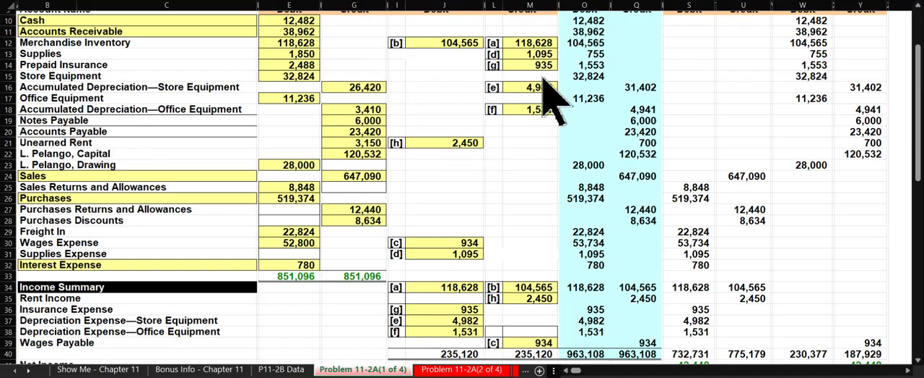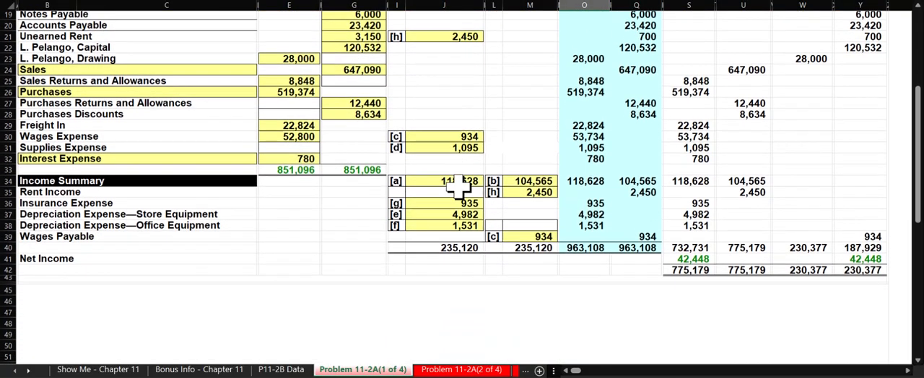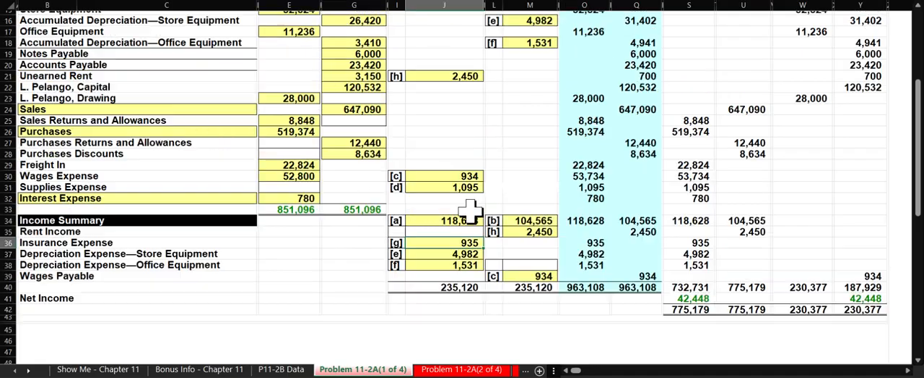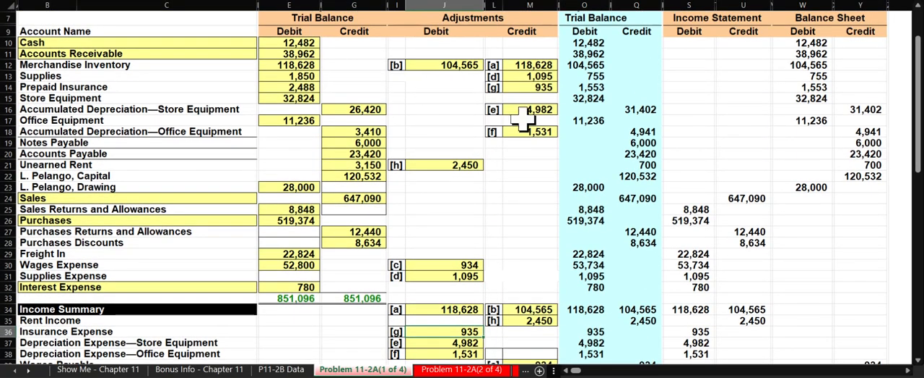So notice that for the insurance, we're going to take out the amount that was used from the total amount that we originally purchased. So we credit 935 to decrease the asset. This is now the new balance that will go to the balance sheet, carry over to the next period, and I'm going to debit the same amount to an insurance expense account. This is my income statement account, and this is my balance sheet account that I credited up here.